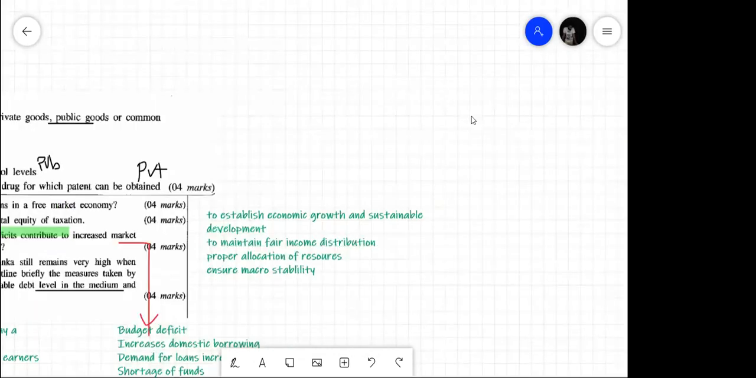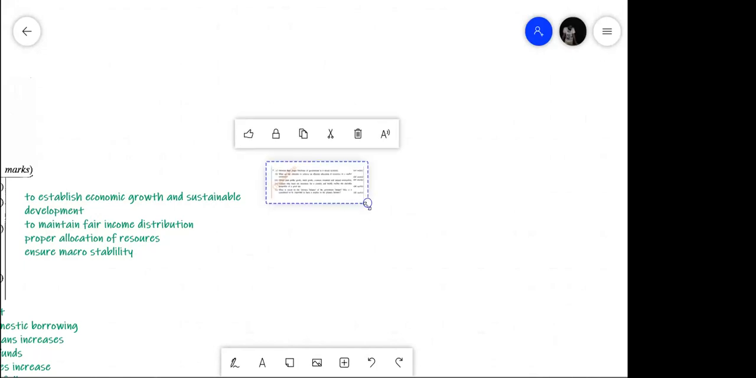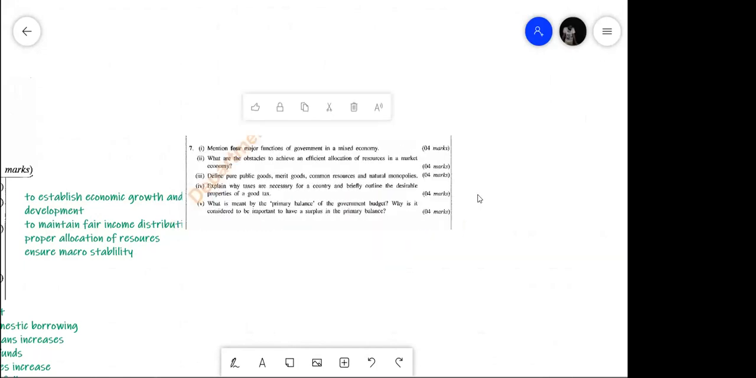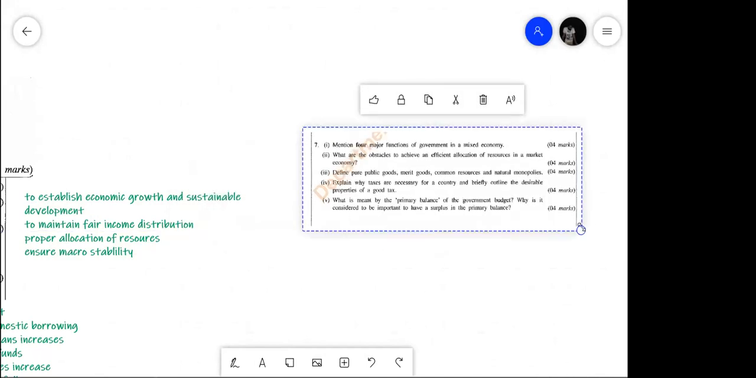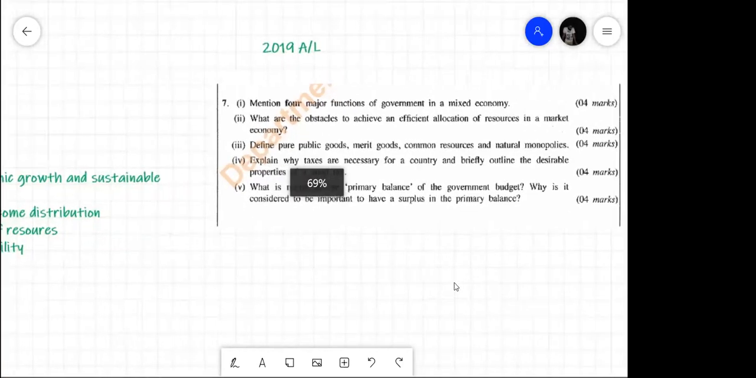Okay, we have two more papers. Guys, did anyone try the 2019 old one? No, right? Okay, so I'm skipping that. If we have time, we'll look into that, but otherwise I'll just skip it. I think the answer scheme is there in my Google document. So for 2019 A Levels, we look into this one.